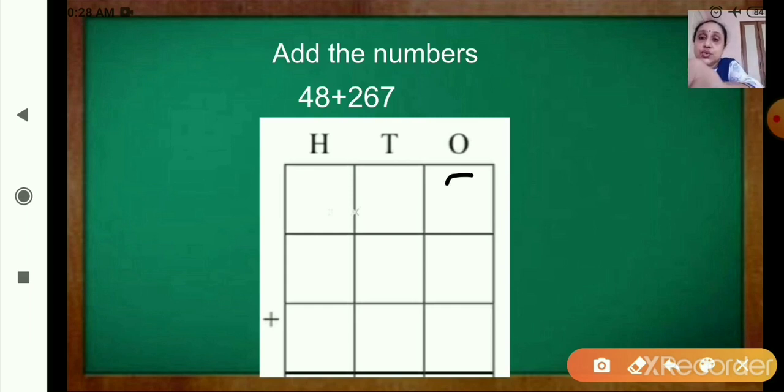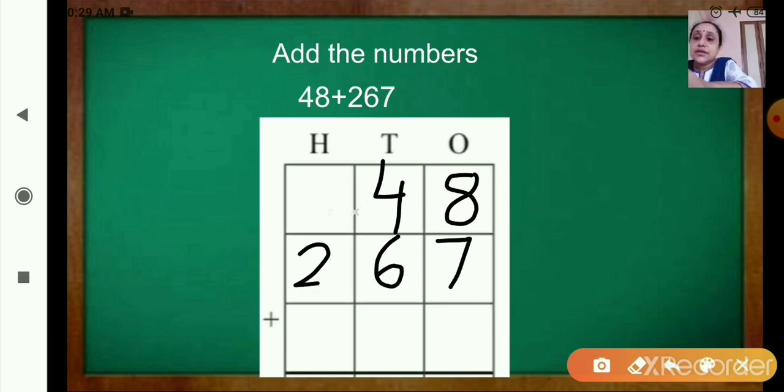48 is a 2-digit number. Start with the ones place, 8, and then 4 in the tens place. Now 267: 7, then 6, then 2. Okay? Now from where will we begin? Which numbers will we add first? 8 plus 7. Yes, start counting. 8 plus 7, we are getting 15.